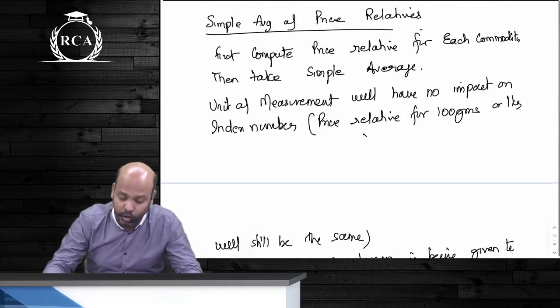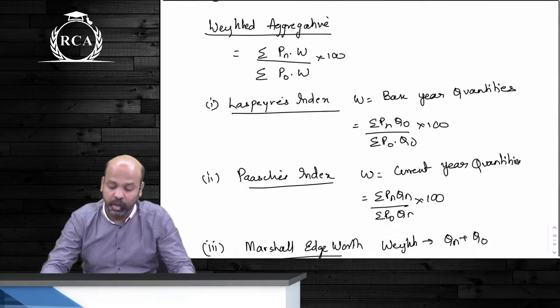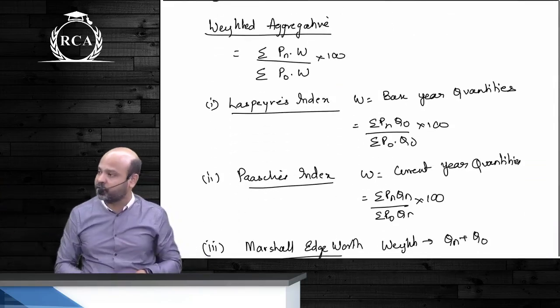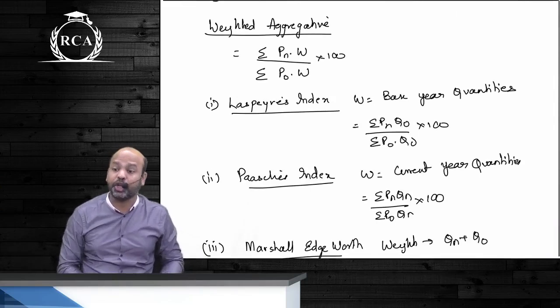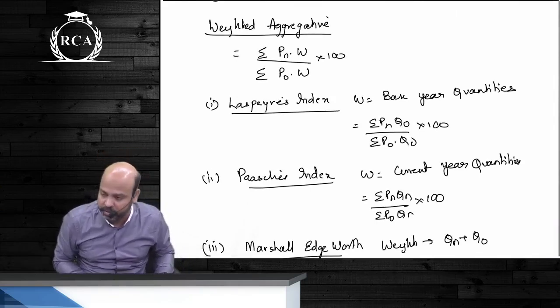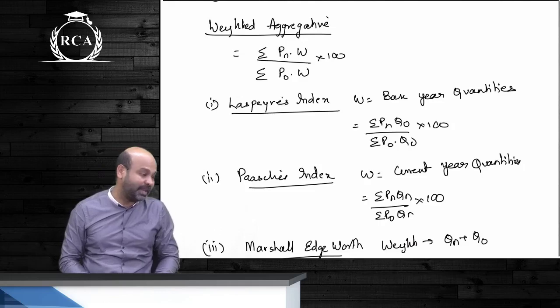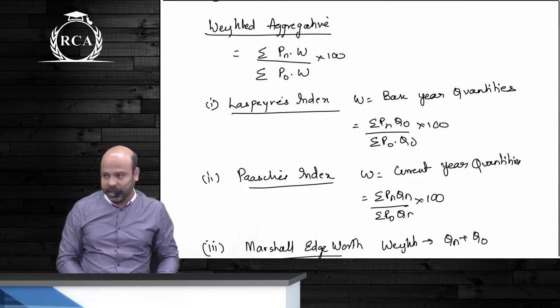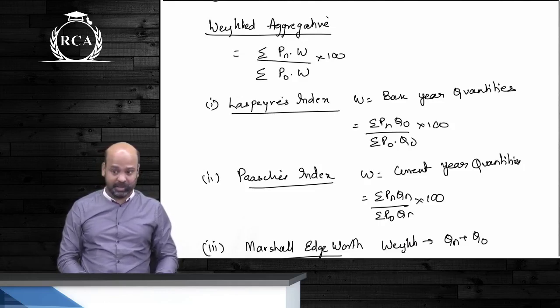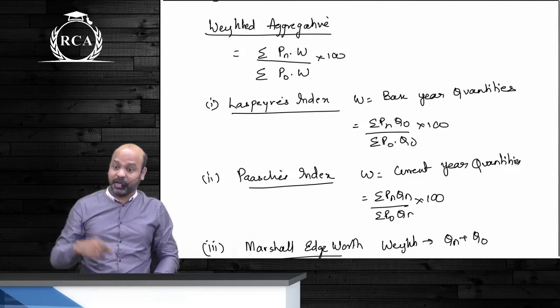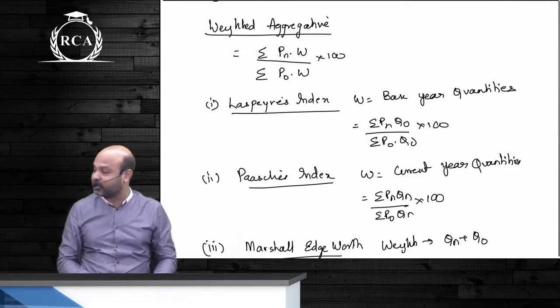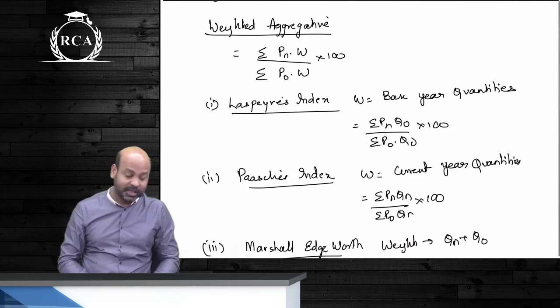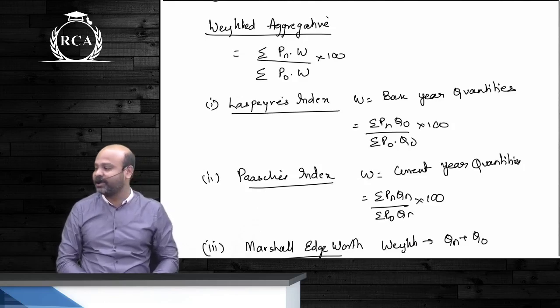After that, beta, we moved on to weighted aggregative. Under weighted aggregative, the formula, beta, is summation Pn into weight divided by summation P naught into weight, multiplied by 100, guys. Usually when you're computing price index numbers, weights will be quantities. Now, depending on what quantity we are considering, beta, there are multiple index numbers under weighted aggregative. The first one, beta, is Laspeyres.